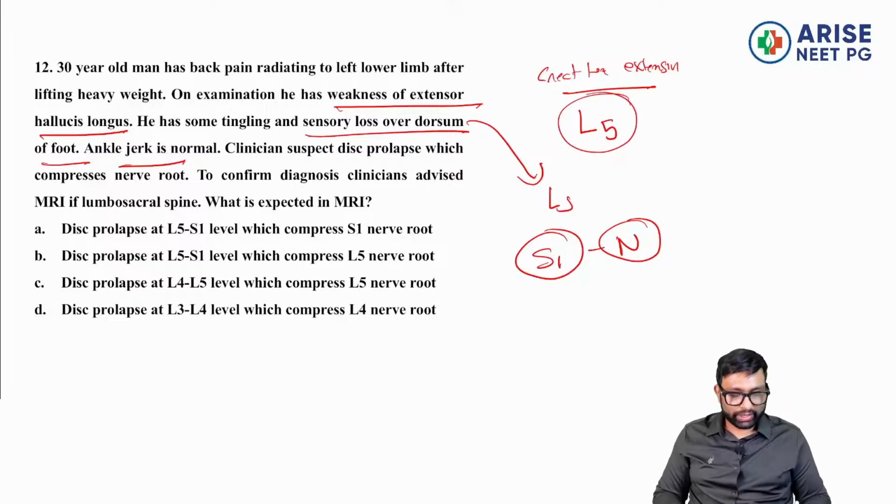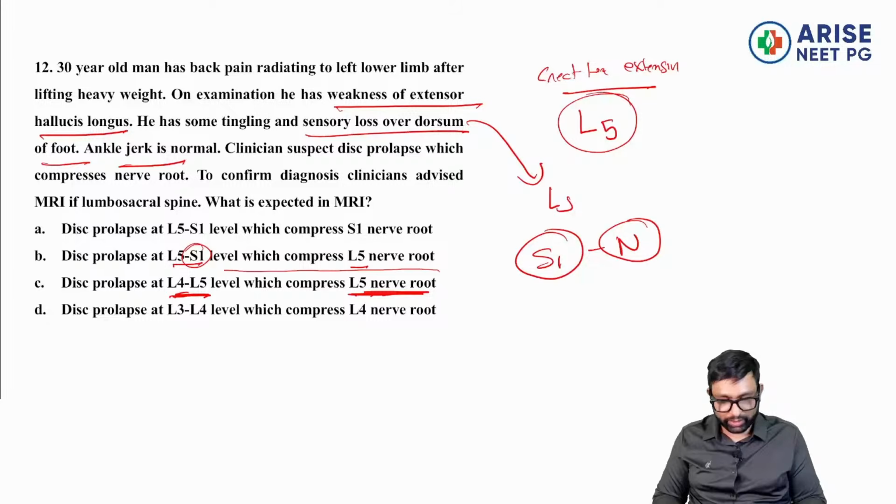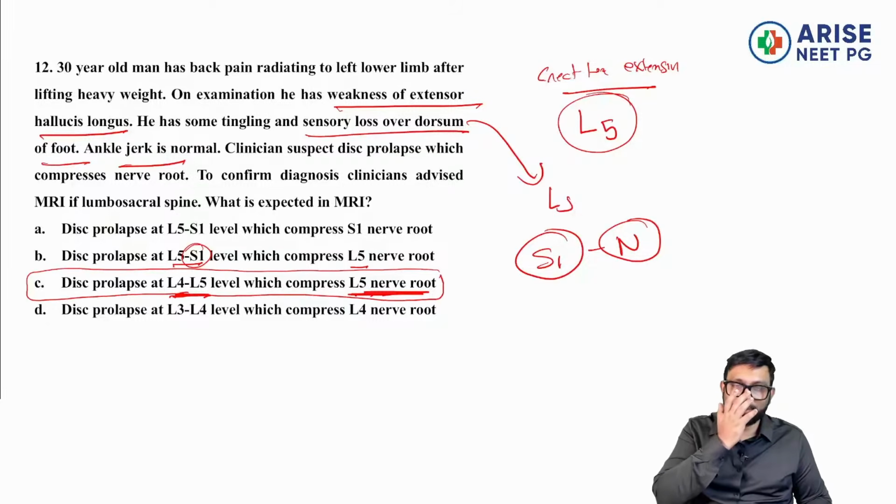So find out where L5 is written. So L5 nerve root is written in two options here. One is L5 S1, one more is L4 L5, but we know S1 is normal. S1 is normal, so it can't be L5 S1, it is L4 L5 with L5 nerve root injury. So this is how it is commonly. Another way of understanding this is L5 nerve root is commonly involved.